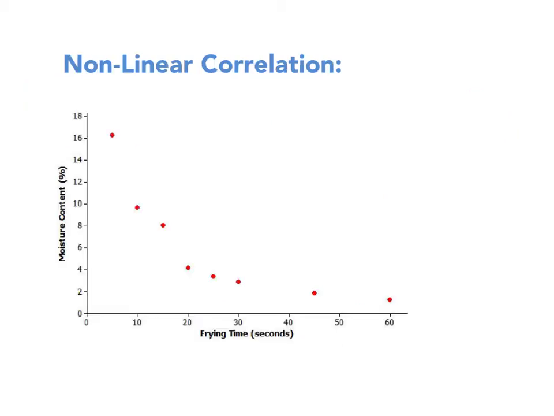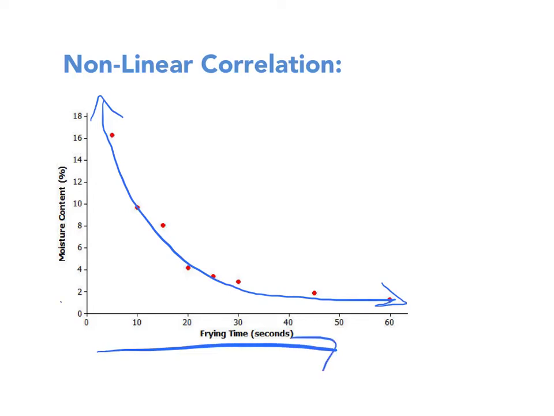We also have scatter plots that are called non-linear correlations. So I can see that if I were to draw a trend line, it would make a curve. And that's a negative nonlinear correlation because as the frying time increases, the moisture content is decreasing. But it's just another type of correlation that you may see and may have to label. The most common ones we're going to look at are the linear ones that we saw in the previous slide.